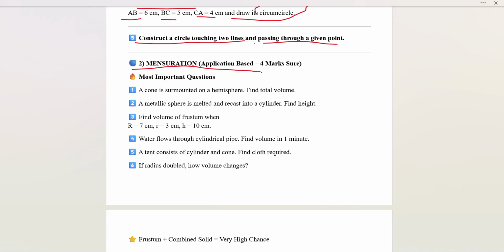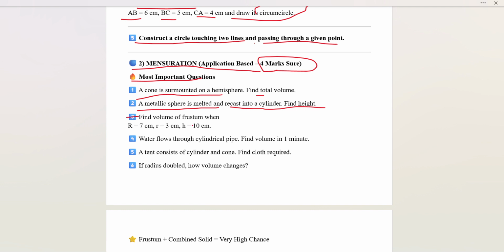Next is mensuration. It is application based and 4 marks sure. Here are the most important questions from mensuration. A cone is surmounted on a hemisphere. Find the total volume. Prepare for that concept. Next, a metallic sphere is melted and recast into a cylinder. Find the height. This word problem is very important.